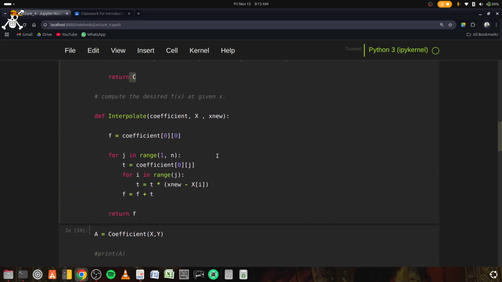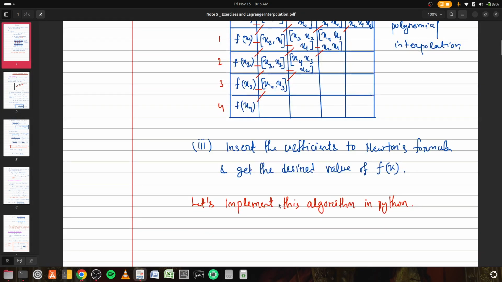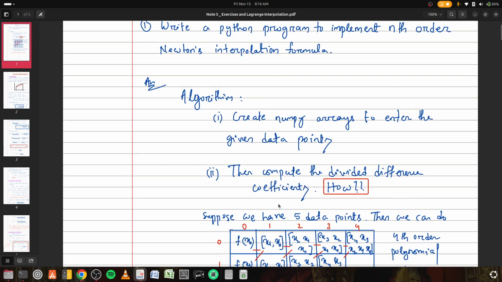So how to create the polynomial now? Insert the coefficients of the Newton's formula. As you have the coefficients, now you have to find the polynomial, the Newton's function. What is the Newton's function? This one.